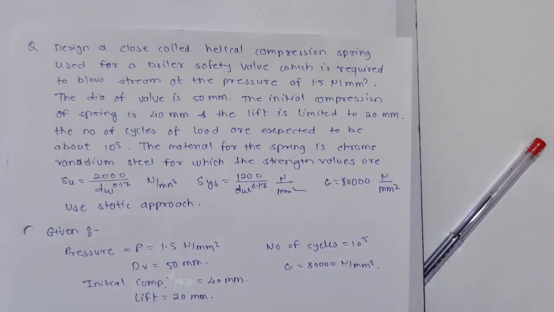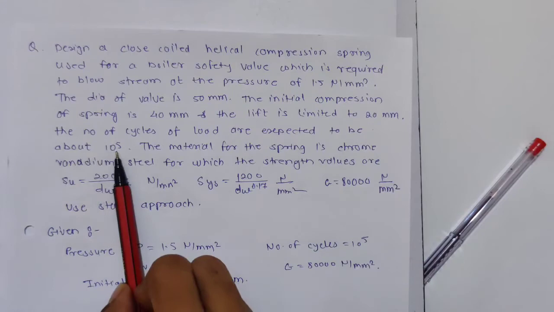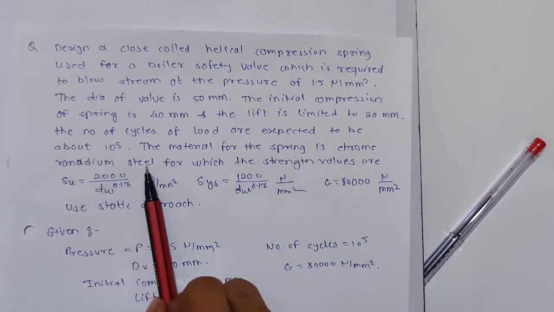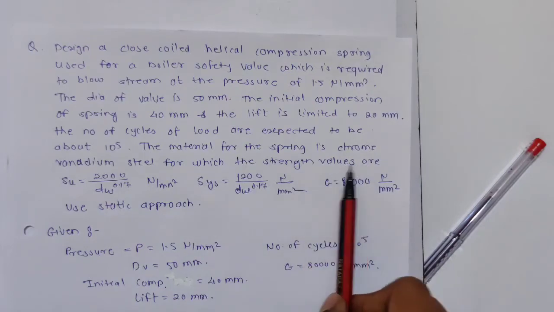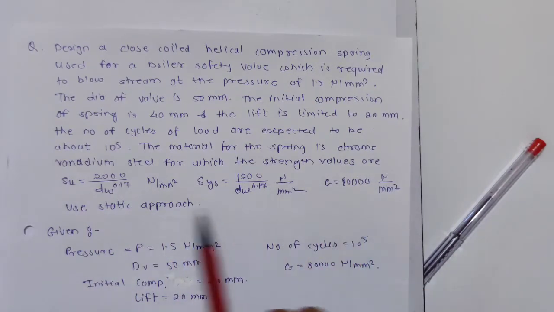Alright, now the number of cycles of load are expected to be about 10⁵. The material for the spring is chrome vanadium steel, for which the strength values are given. Sigma u is given, sigma ys is given, G value is given. Use static approach. Okay, now they have told to use static approach.